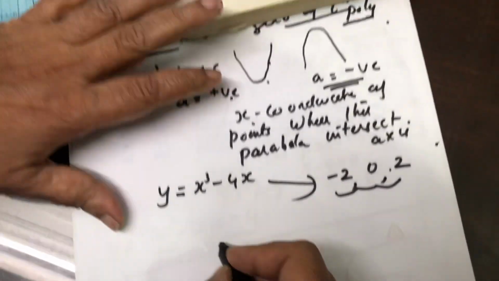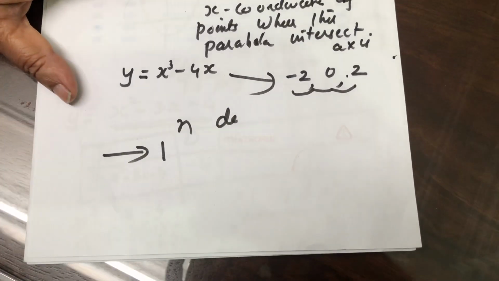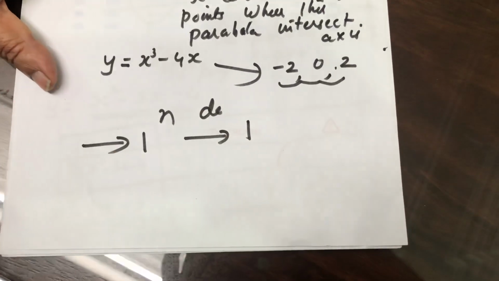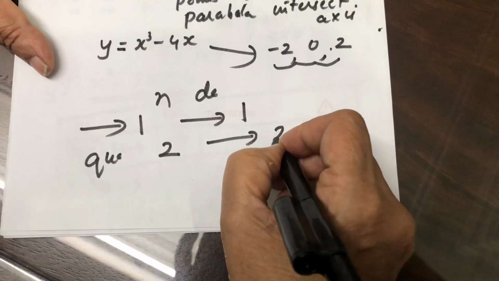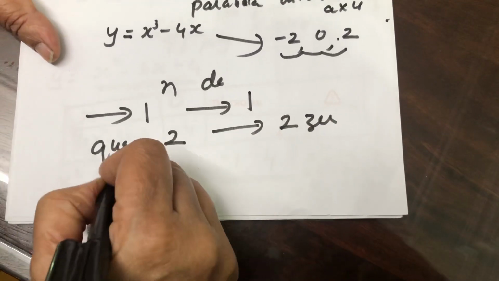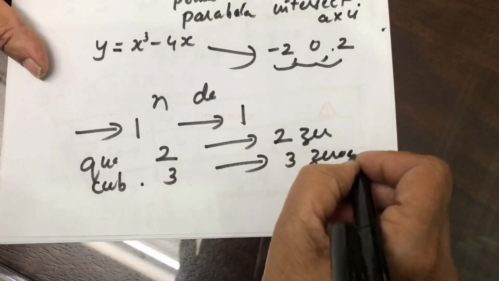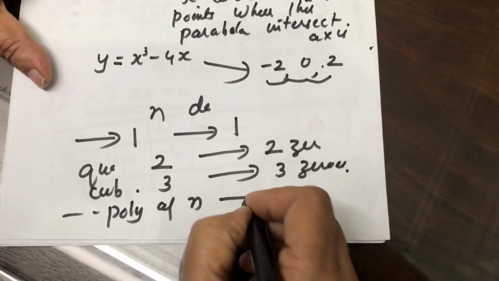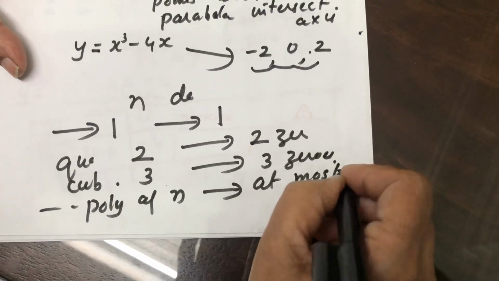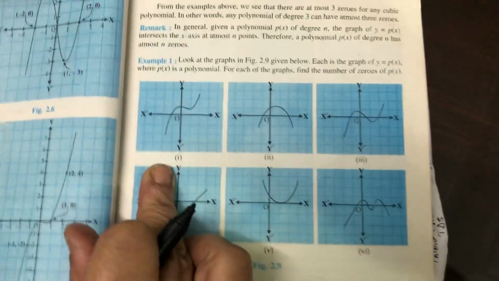So now we come to a polynomial of degree n. A linear polynomial, degree 1, can have at most 1 zero. A quadratic polynomial, degree 2, can have at most 2 zeros. A cubic polynomial, degree 3, can have at most 3 zeros. Then a polynomial of degree n can have at most how many zeros? n zeros. It can have n zeros.